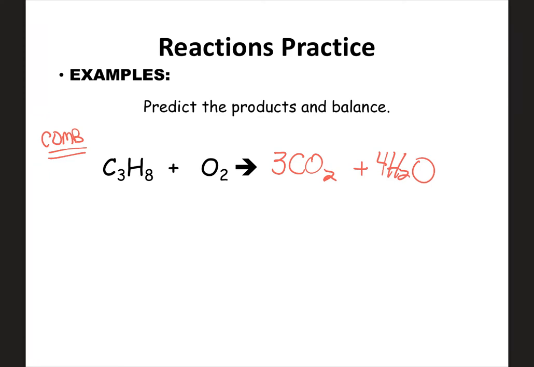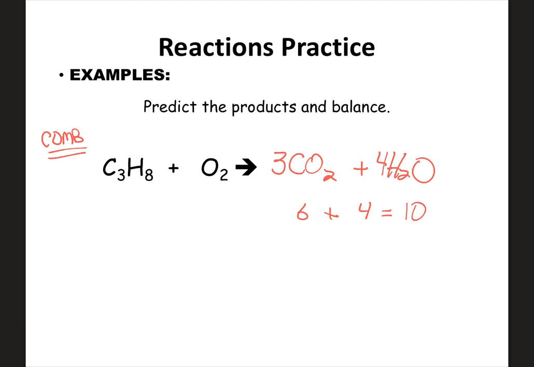And then the last thing you do are the oxygens. You only have 2 there on the left. It's O2. So you're going to need an even number here on the right in order for this to work, but there's oxygens in 2 spots. So here, we put a 3 in front of the CO2, so 3 times 2 is going to be 6 oxygen, plus the 4 we put in front of the water. So that's 4. 6 plus 4 is 10. That's an even number. I can get that.